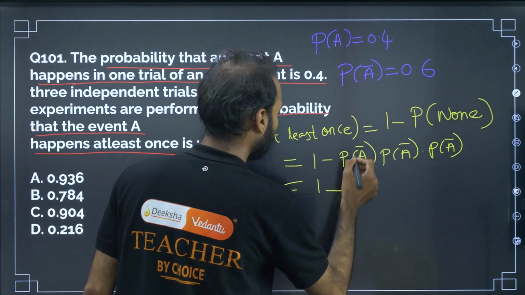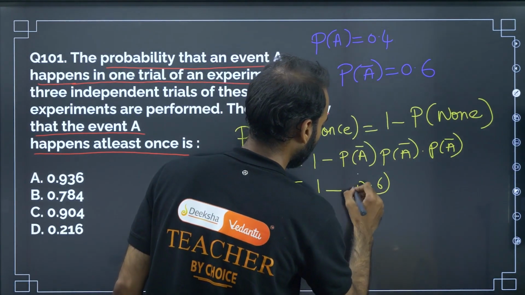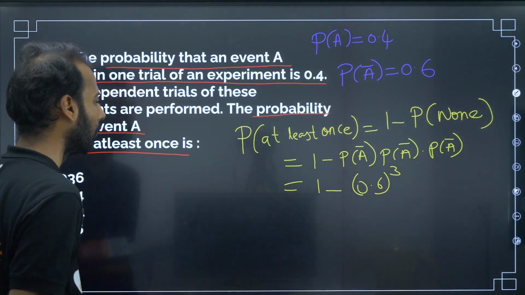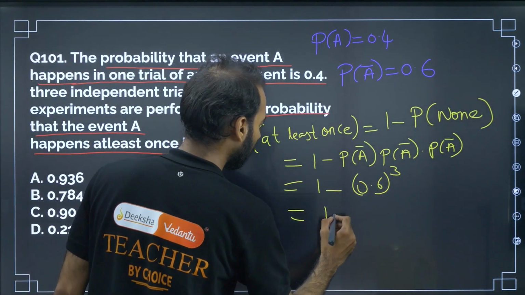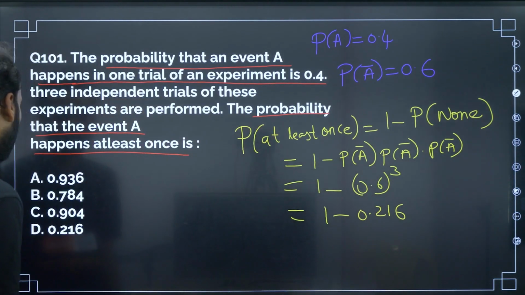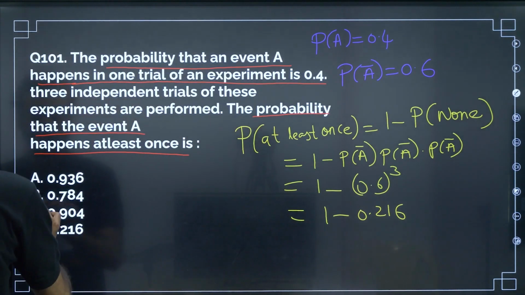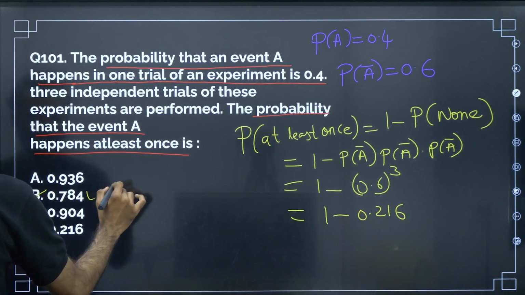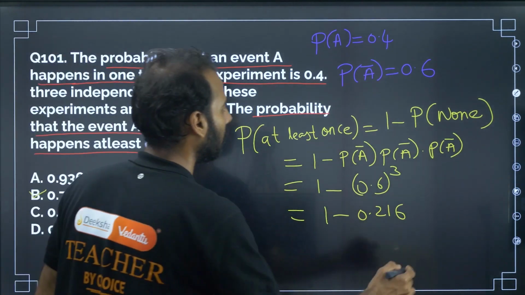Now 1 minus P of A dash is 0.6, so 0.6 cube. 1 minus 0.216 is 0.784. B is the answer. Moving on to the next question.